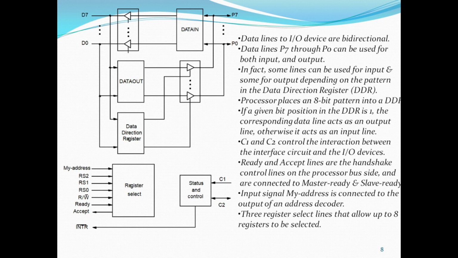And you can also see an interrupt request line here, that is INTR bar. This interrupt request output is also provided here, and it should be connected to the interrupt request line on the computer bus. This INTR output is given to this status and control.